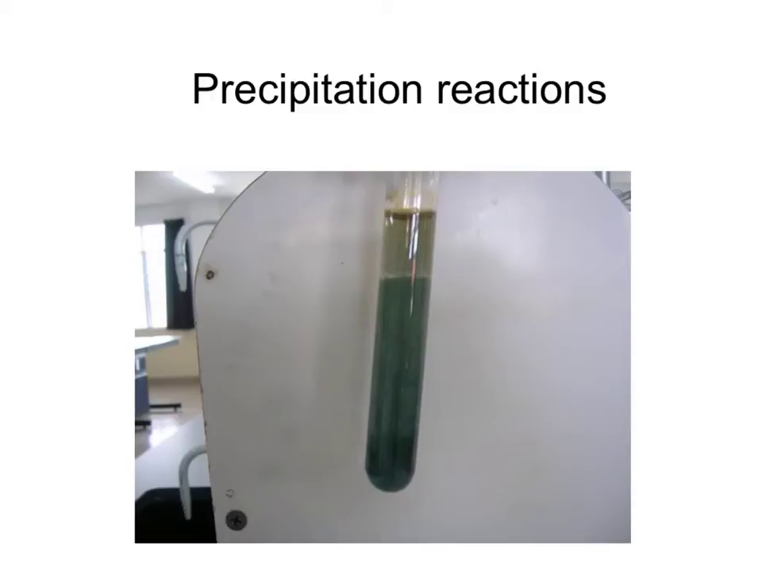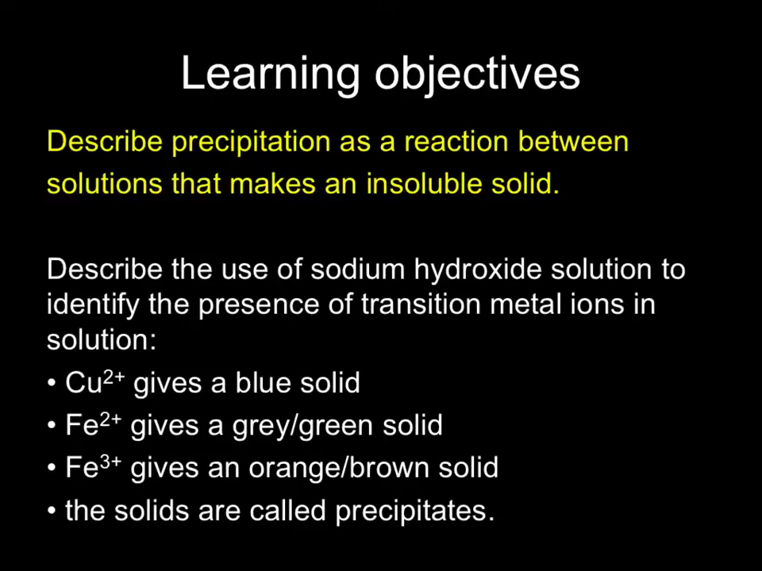This tutorial looks at what are called precipitates, specifically those which are made when solutions of certain transition elements, that mysterious group in the middle of the periodic table, react with sodium hydroxide solution. Now there's quite a few facts that you need to remember in this topic. You need to be able to define what a precipitation reaction is, and you also need to know the colours of precipitates which are given when copper 2, iron 2 and iron 3 solutions react with sodium hydroxide.